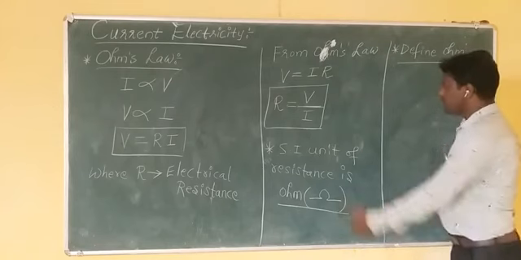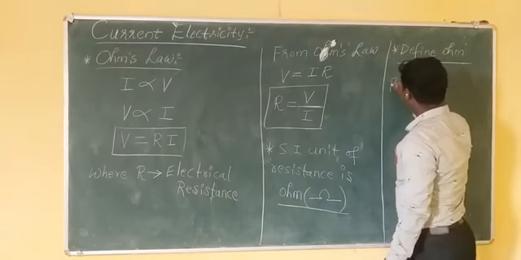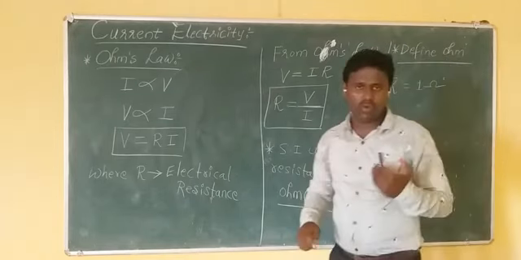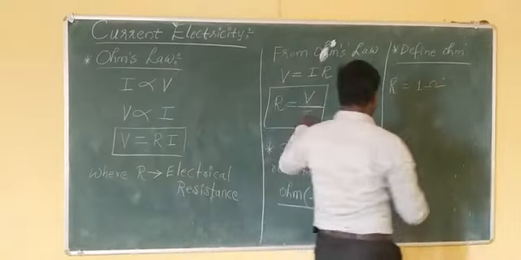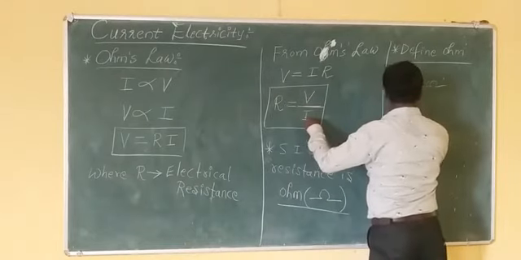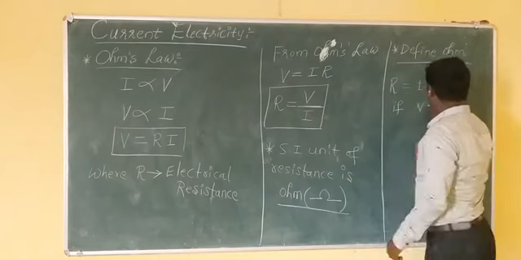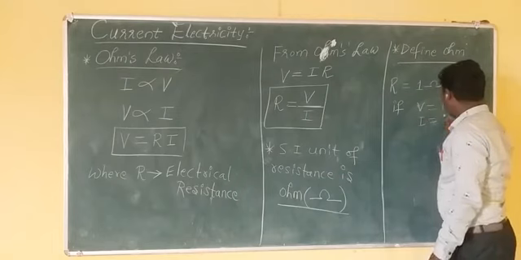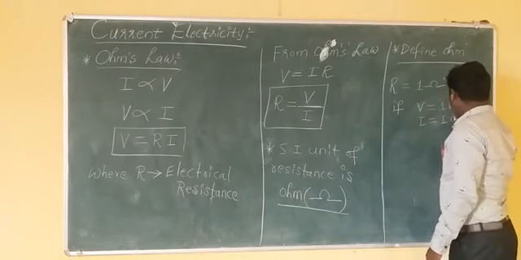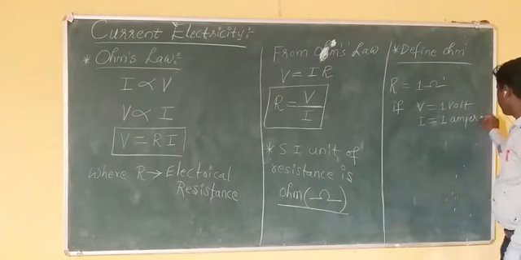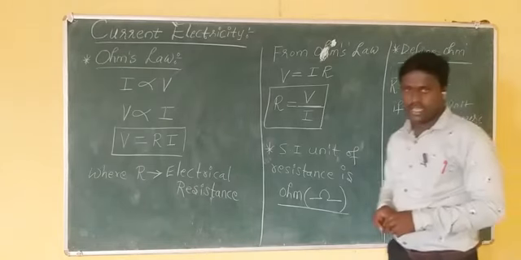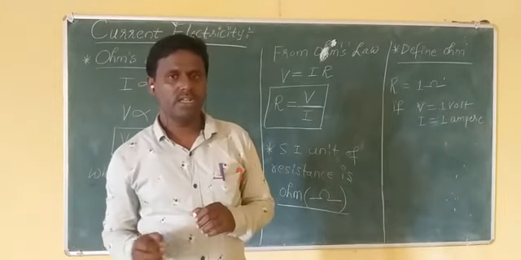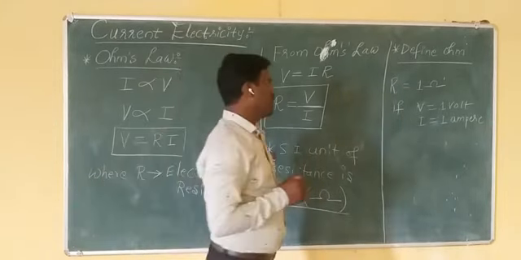Define ohm. So see here, you see this formula here, R equals 1 ohm. If you want R equals 1 ohm, then V should be 1 volt and I equals 1 ampere. So the electrical resistance given by a conductor is said to be 1 ohm.